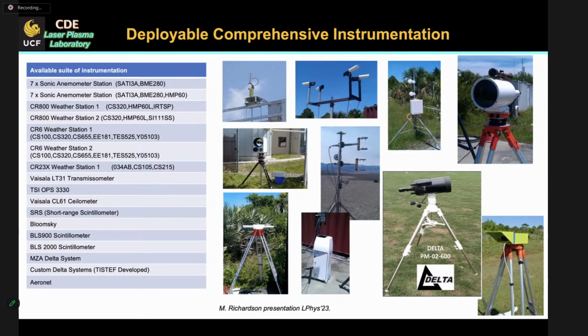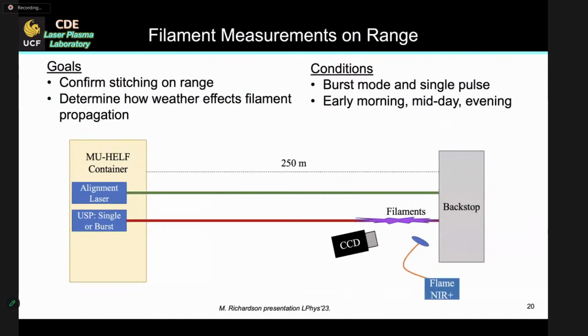So I'll leave some of the story to him. Suffice it to say here, we have already started to make some measurements of the propagation of filaments, both as single filaments and as burst mode filaments, as a function of turbulence, as I mentioned briefly. This is the setup here. We have Lyman Blazer and the so-called MUHEL system. That's the laser system that produces this burst mode out there on the range.